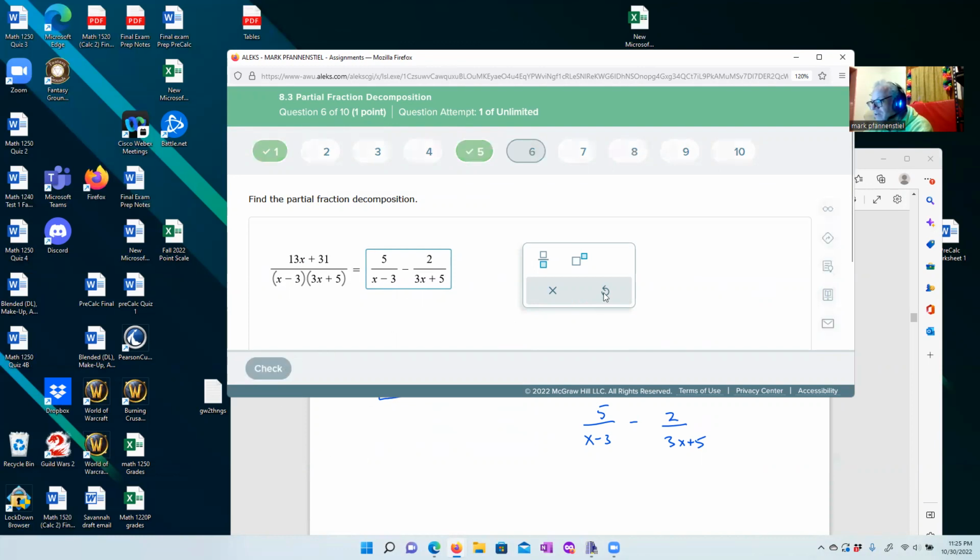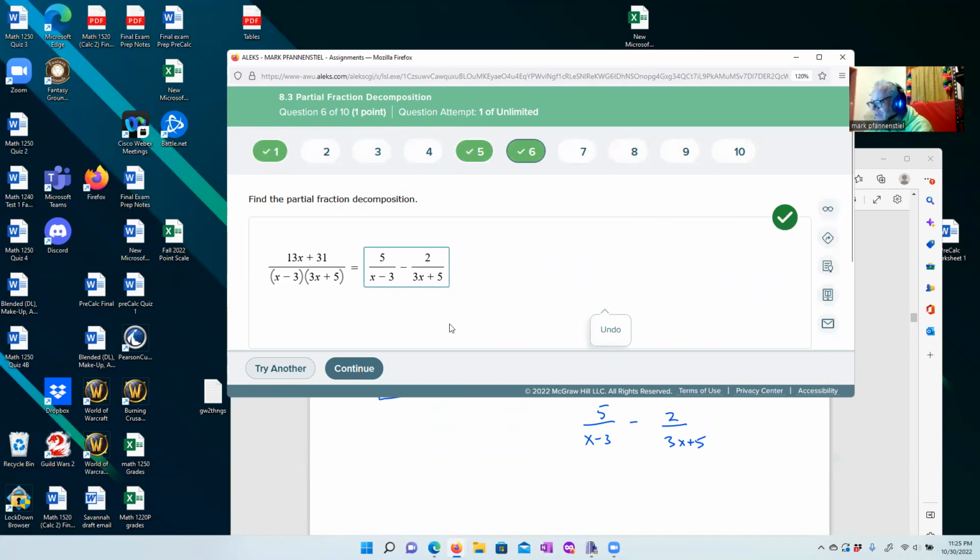So we'll do the check. We got a green flag, and we go on to the next problem. Good luck. Try these and practice them. This is actually a skill that you'll use in the future, in about a year, but you'll start to use it.